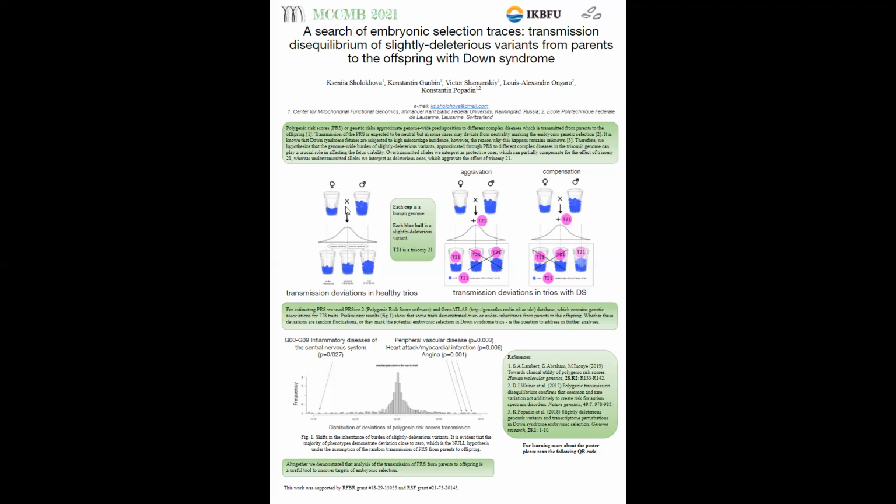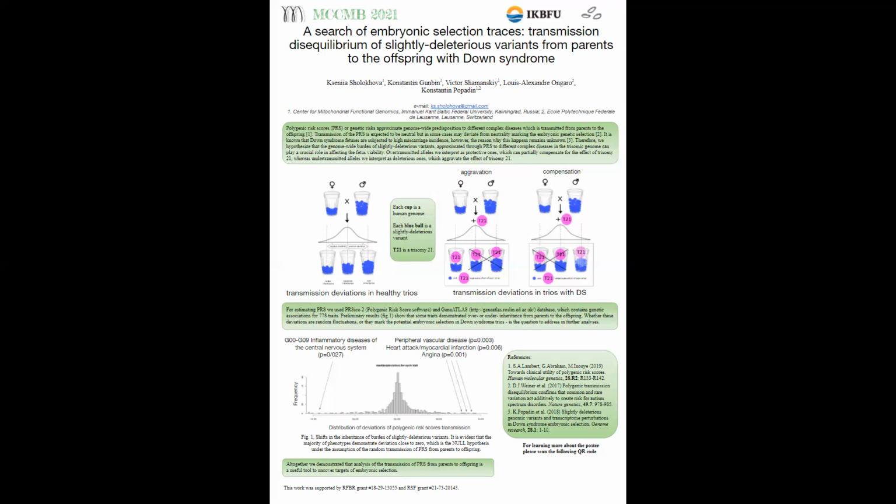On average, it is expected that the total number of slightly deleterious variants in a child will be equal to the average mid-parent number of those variants. However, it is not always like that. Some alleles can be under- or over-inherited from parents to the child, which will mark positive or negative deviation. But how can this help us to find embryonic selection traces, right?